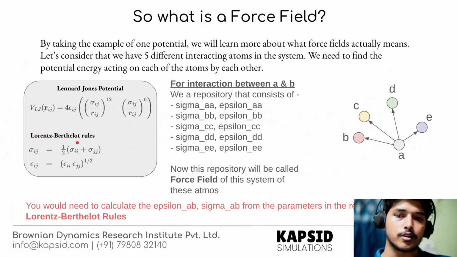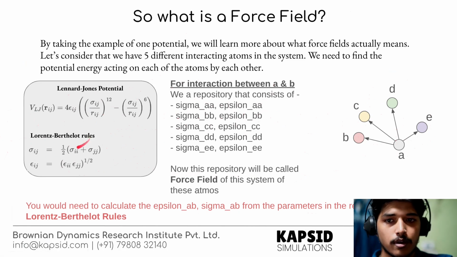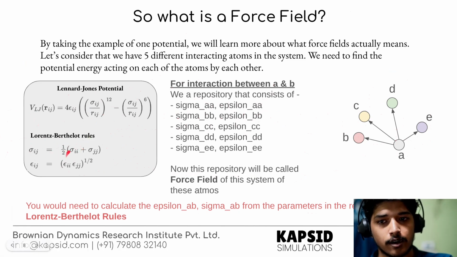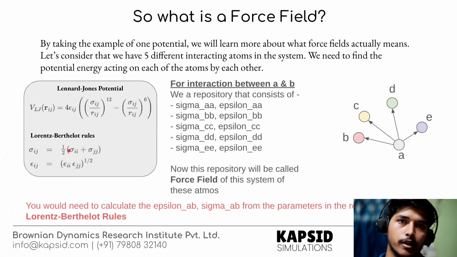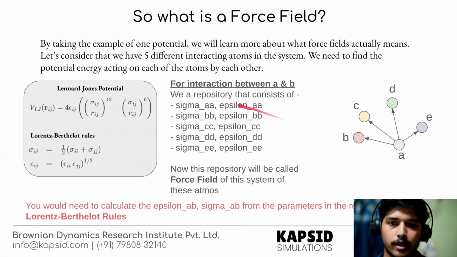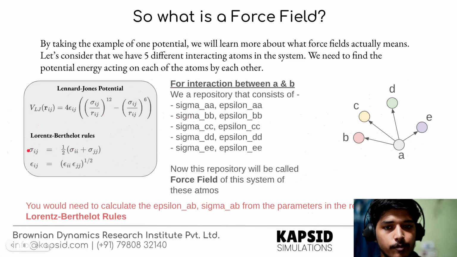You use the Lorentz-Berthelot rules. What it says is that one is a geometric mean and the other one is just the sum divided by 2, I think it's called the arithmetic mean. So if I want to find the interaction between A and B, I'll use sigma AA and sigma BB, I'll just add them and divide by 2, and I will have the value of sigma AB. I'll do the same with epsilon.